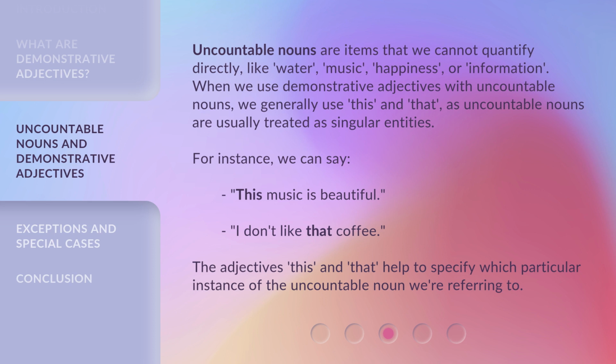Uncountable nouns are items that we cannot quantify directly, like water, music, happiness, or information. When we use demonstrative adjectives with uncountable nouns, we generally use this and that, as uncountable nouns are usually treated as singular entities. For instance, we can say, "This music is beautiful. I don't like that coffee." The adjectives this and that help to specify which particular instance of the uncountable noun we're referring to.